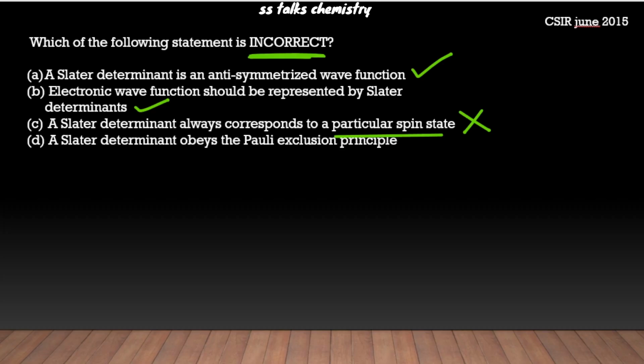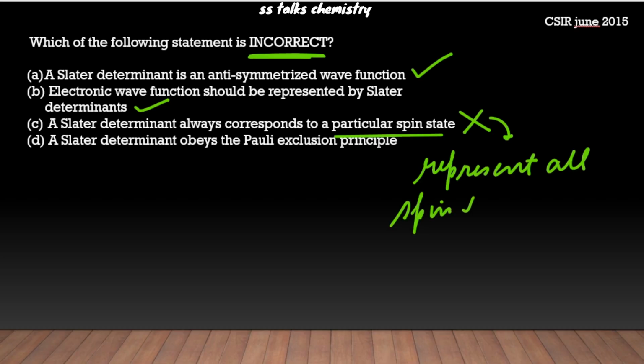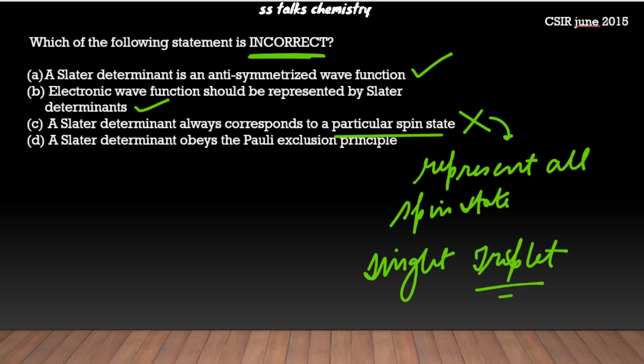It is not representing a particular spin state, it represents all the spin states. Like for the triplet you can have it, and also for the singlet. For the singlet and for the triplet state also, we are able to draw the Slater determinant. Right. So this statement is incorrect. Option C is the right answer.